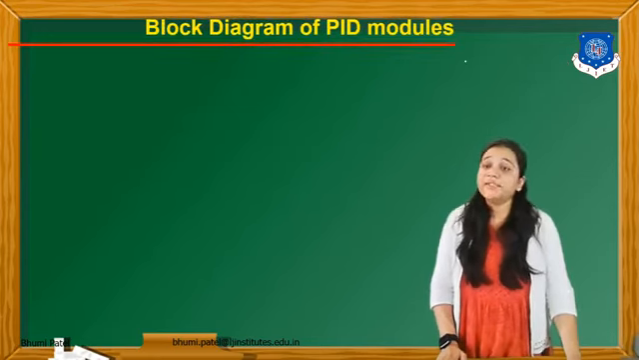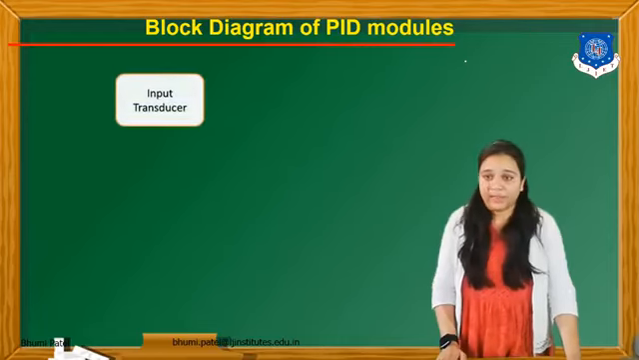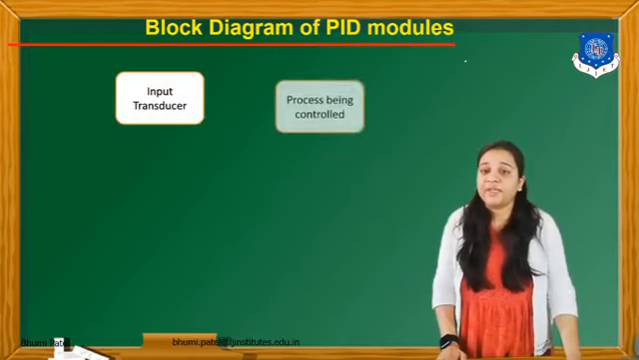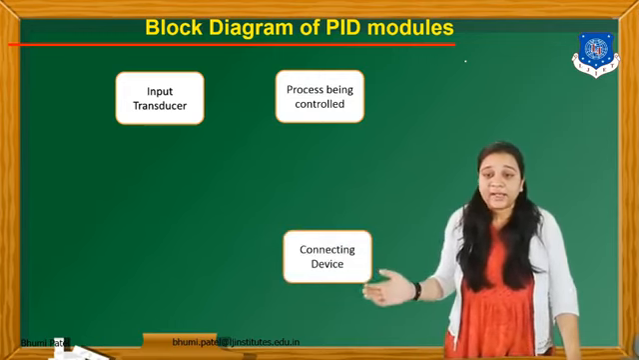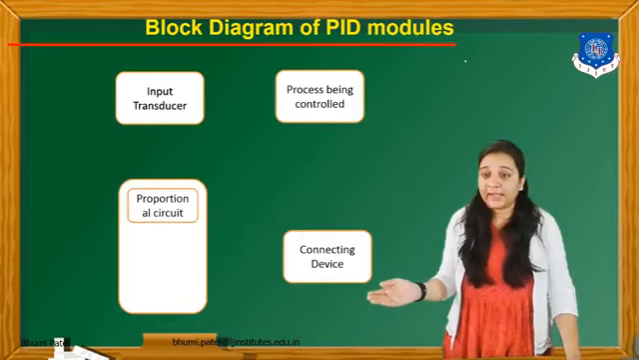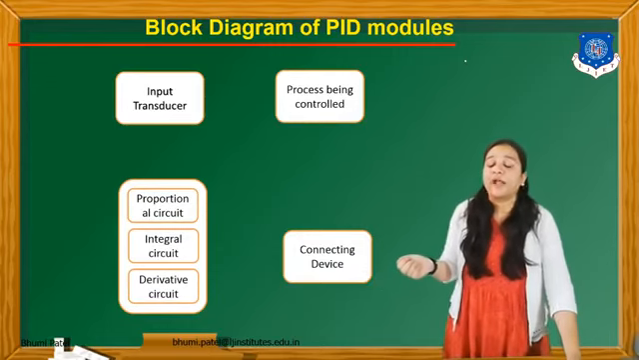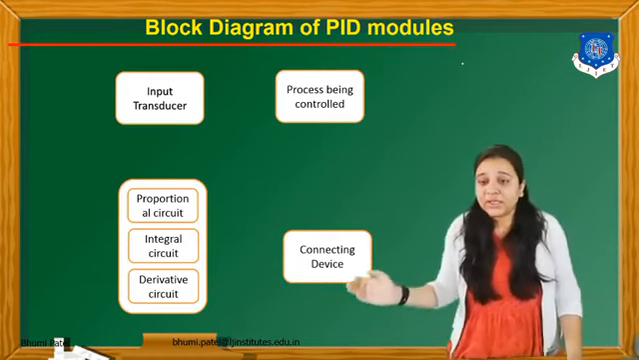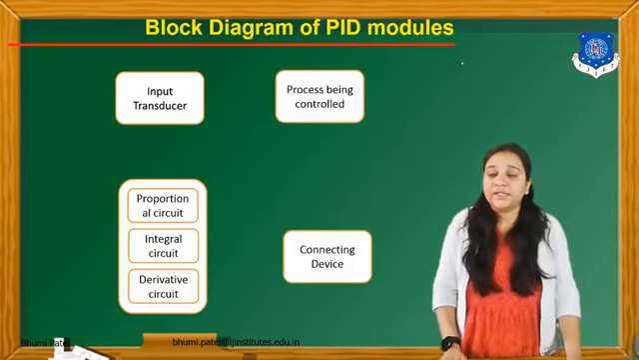So what is the actual block diagram of PID modules whenever we deal with PLC programming? An input transducer is required, one type of sensor, then the process being controlled, one type of controller, then the connecting device used for this particular PID module, and then the proportional circuit, integral circuit and derivative circuit. According to the application or the output data, we can connect all three circuits at the same time. We can also connect the circuits one by one for this system.